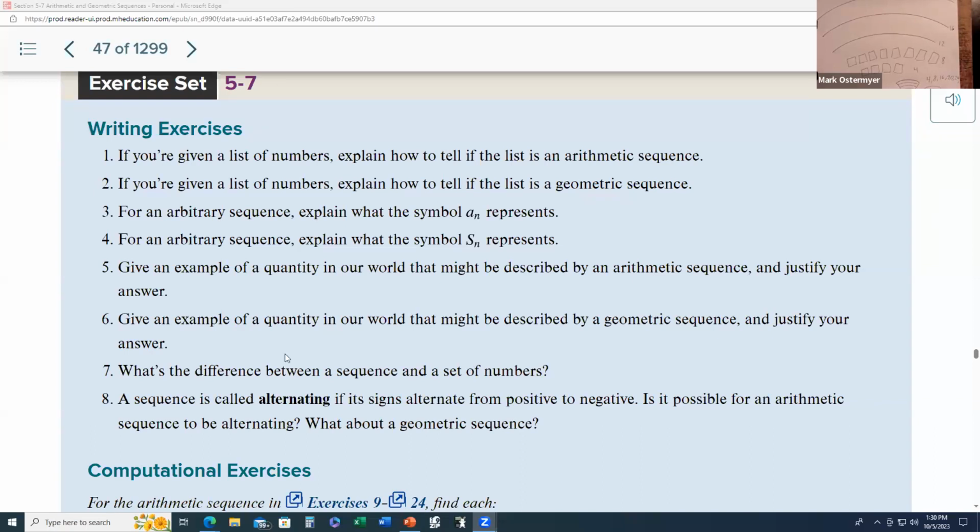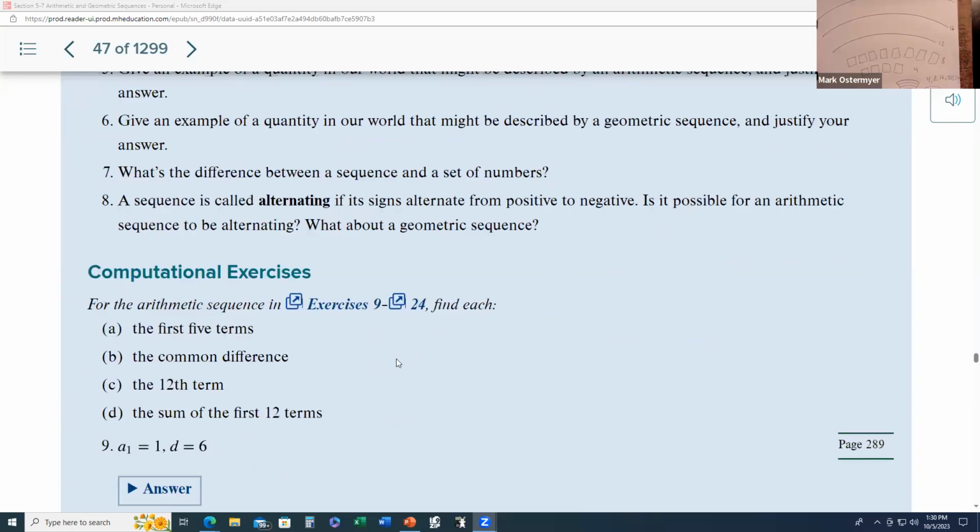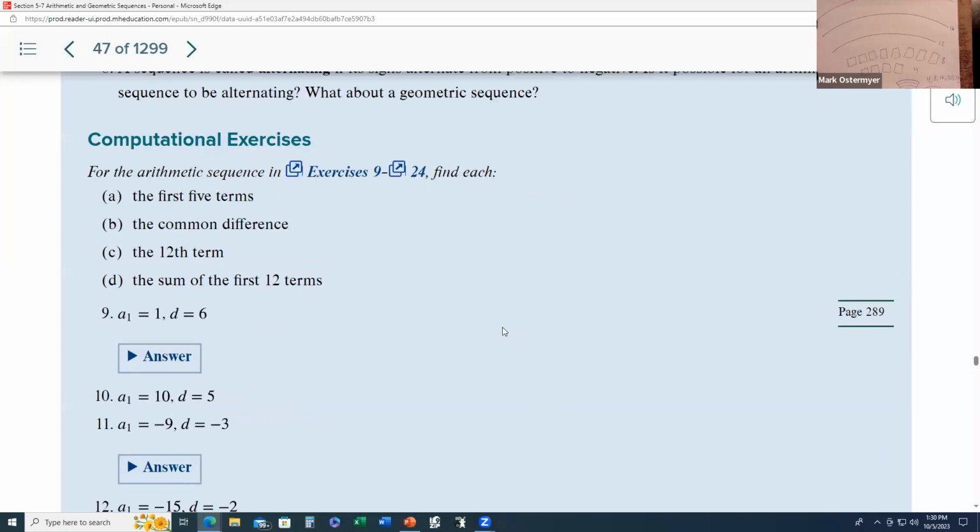All right. What does it mean for a sequence to be called an alternating sequence? What does that mean? Alternating? That every other term is either a positive or a negative number. And the signs of the terms alternate, correct? Between positive and negative. Positive, negative, positive, negative, or negative, positive, negative, positive. It's called an alternating sequence. All right. Let's see what else we got here.